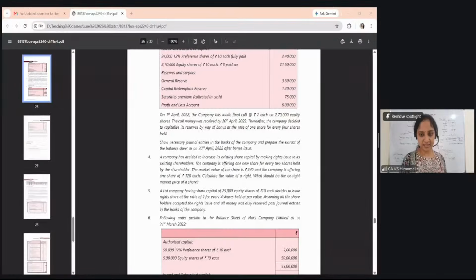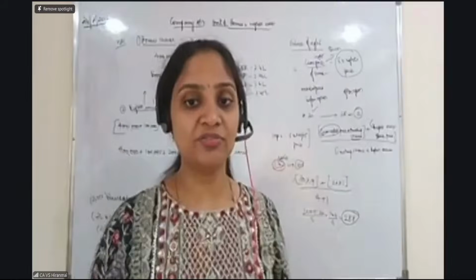Now please see here, a company decided to increase its existing share capital by making a rights issue to its existing shareholders. The company is offering one new share for every 2 shares held, 1:2. Market value of the share is 240. That means it is the cum-right price. And the company is offering 120 for one rights share. This is the issue price. Calculate the value of the right.